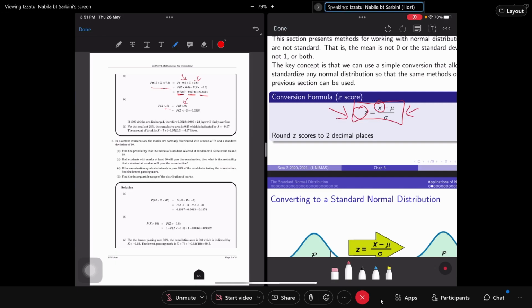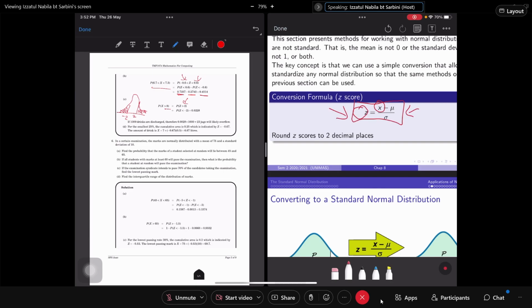And for C, the probability of getting X more than 8, as usual, convert first. So Z more than 2. Okay, please bear in mind that if you have more than 2, let's say here is 2, this is the probability that you want. So know that for the probability of negative 2, the area, because it is normally distributed, so it is actually what?